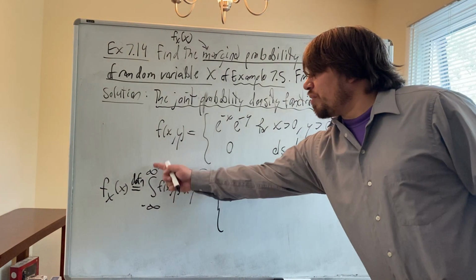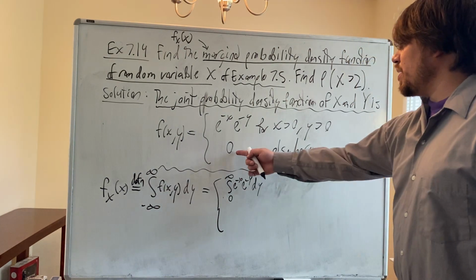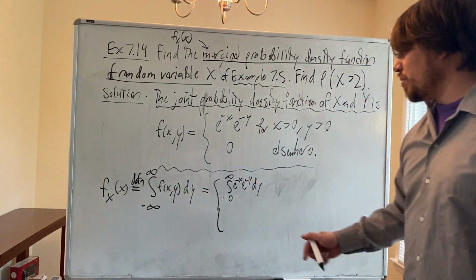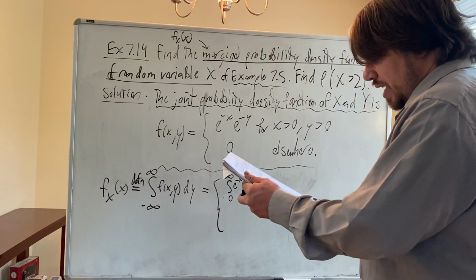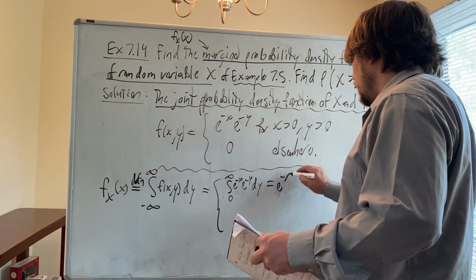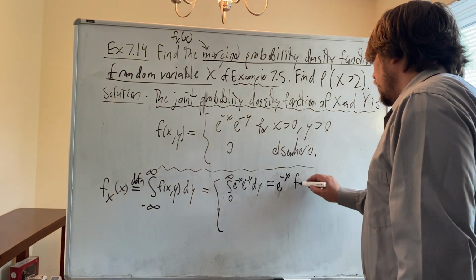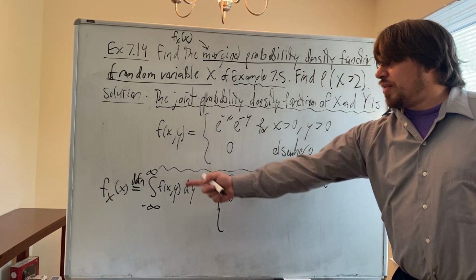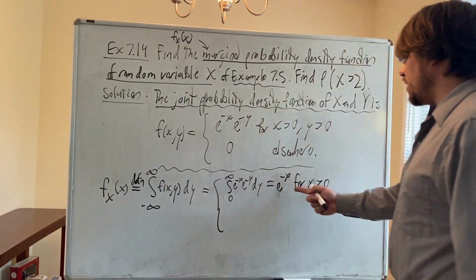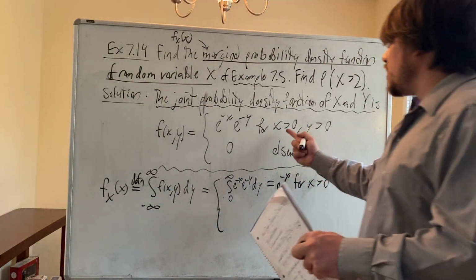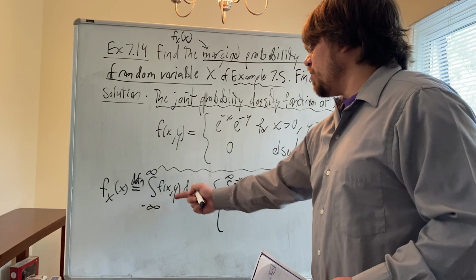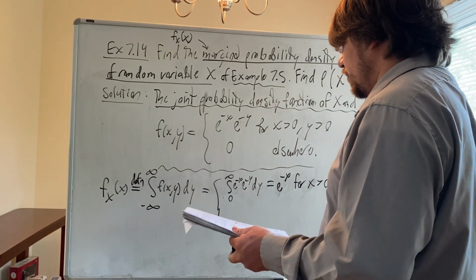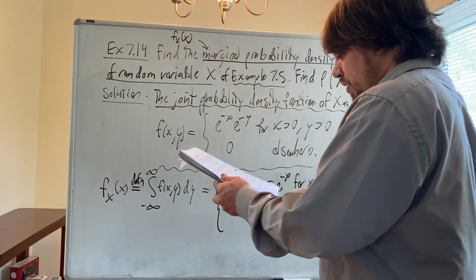So when you integrate from negative infinity to infinity of f, it's 0 unless y is positive. And so when you find this whole integral here, you're only integrating from 0 to infinity. And when you calculate that, you get e to the negative x. And this is for x positive. When x is positive, f sub capital X of x is equal to e to the negative x. And then when x is not positive, you're integrating over 0, and so you get 0. And so it's 0 elsewhere.